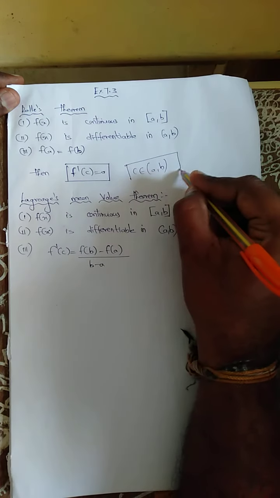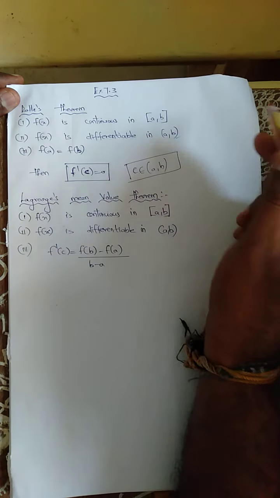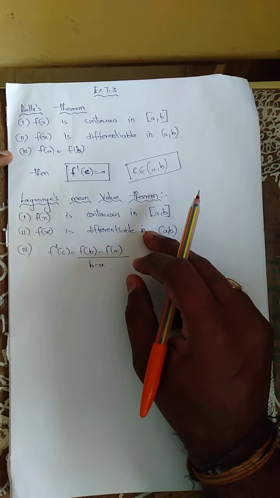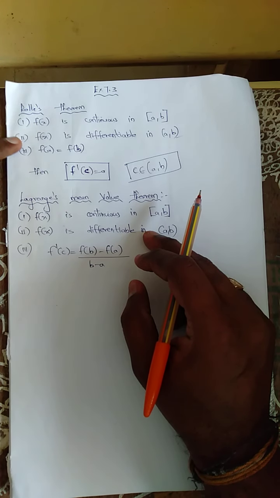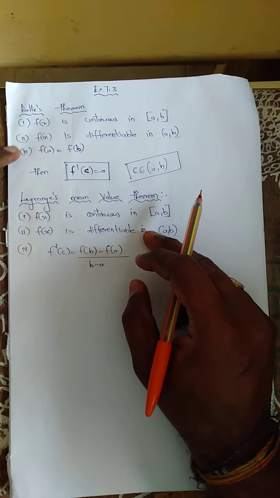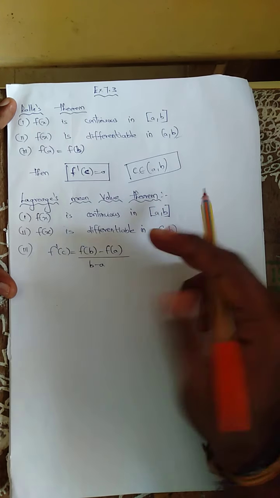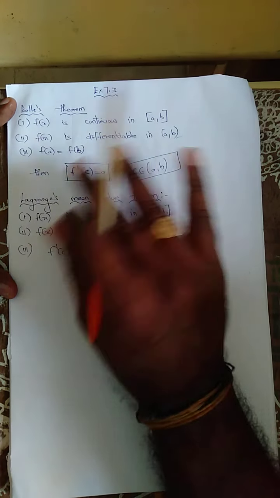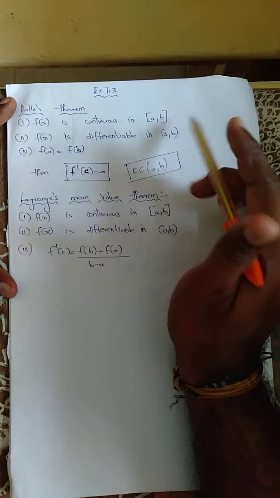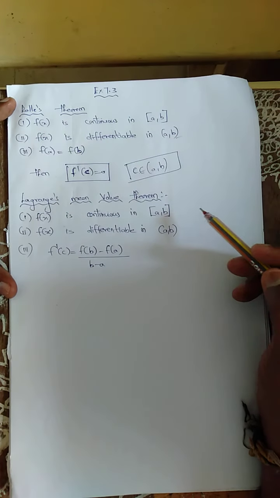The last answer we are going to get, c should belong to (a, b) only. So these three steps should be satisfied, then only we can use this. If the first, second and third conditions are satisfied, then I can use f'(c) equal to 0. Otherwise, if any one condition is not satisfied, then we can stop. Rolle's theorem does not apply. So only if the three conditions are satisfied can I use this.